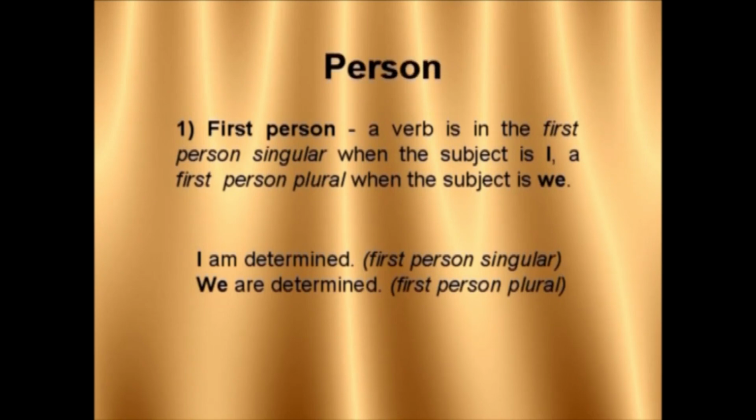Verbs also have person. Verbs change their form depending on the person of the verb. There are 3 persons of verbs. 1. First person. A verb is in the first person singular if the subject is I. A verb is in the first person plural if the subject is we. Examples. I am determined. First person singular. We are determined. First person plural.